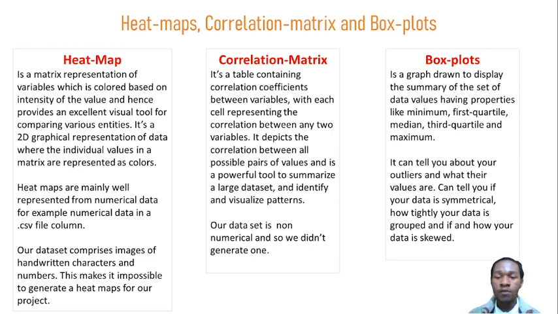Next, I'll talk about the box plot. A box plot is a graph drawn to display a summary of a set of data values, having properties like the minimum, the first quartile, the median, the third quartile, and also the maximum. It can give you details about your outliers and their values, which we're going to see in the next slide in the presentation. It can also tell you if your data is symmetrical, how tightly your data is grouped, and if your data is skewed. Of course, it's the same scenario as before. Our data set is purely non-numerical, so we cannot come up with a box plot.